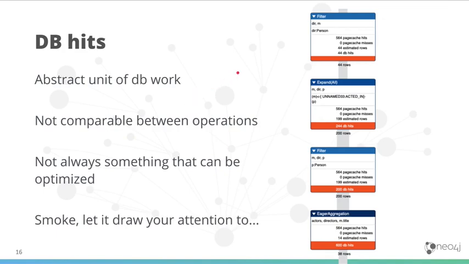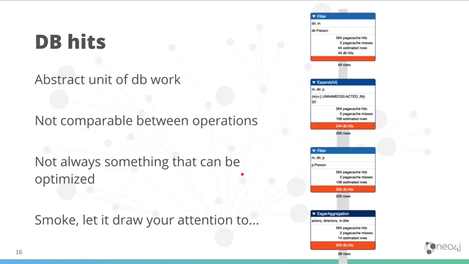DB hits. You're going to see this when you profile queries. These are in red. You'll notice the more DB hits, the more red there is. These are abstract units of DB work. This is when we hit the graph, asking it something or writing something. Now, DB hits are not comparable between operations. One DB hit doesn't take constant time. And it's not always something that can be optimized. Sometimes all these DB hits are required to get the correct result.